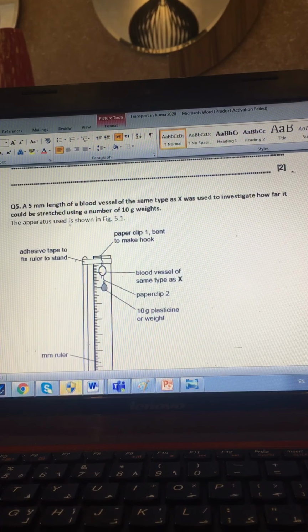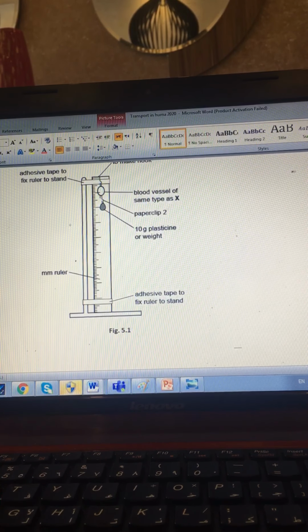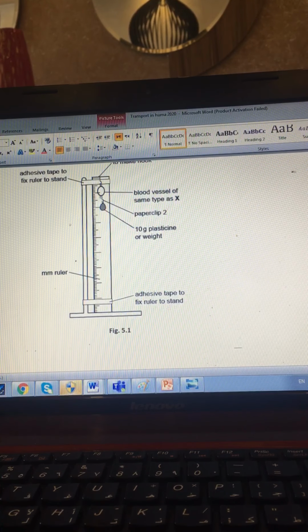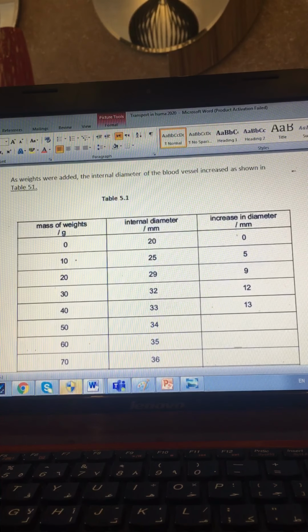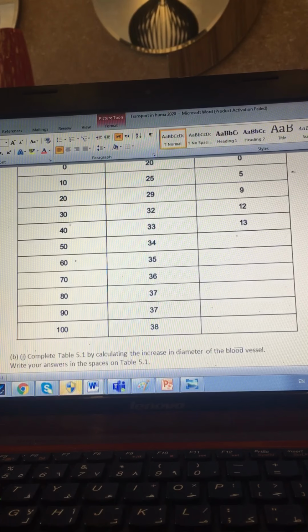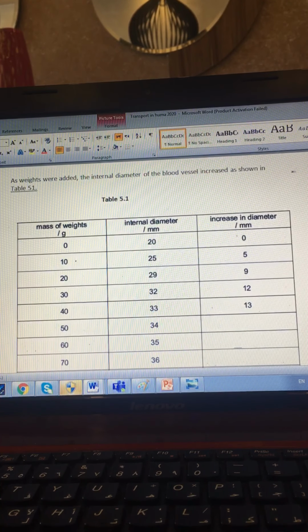But it could be stretched using a number of 10 gram weights. Here, this is the blood vessel, which is X, which is an artery. Every time we added different weights, we were increasing the weight by 10 grams, then measuring the internal diameter and how it increased every time we added the weights.